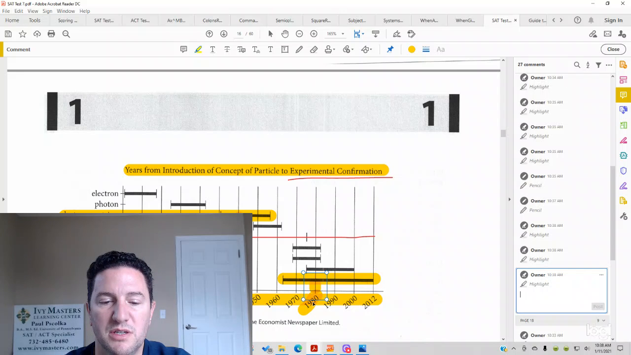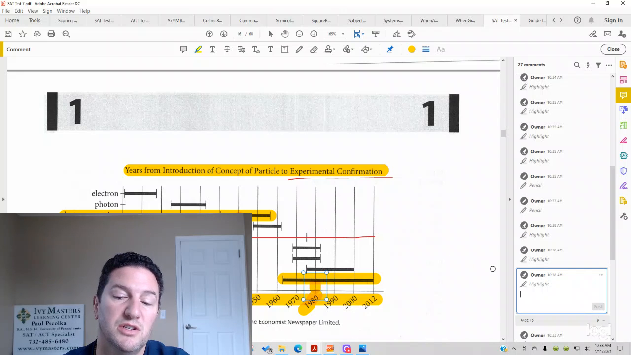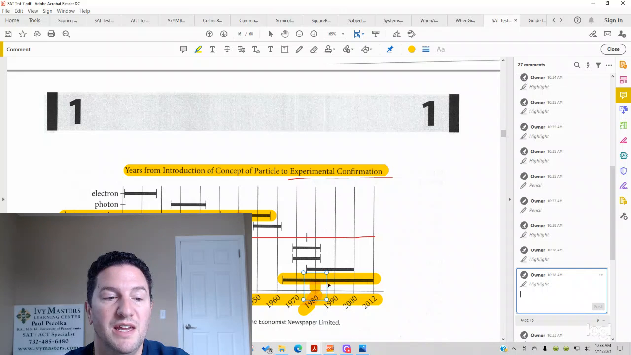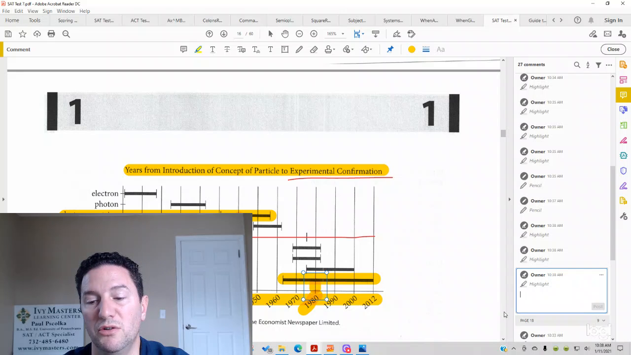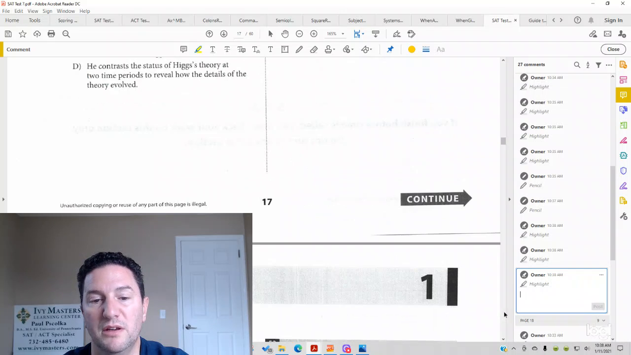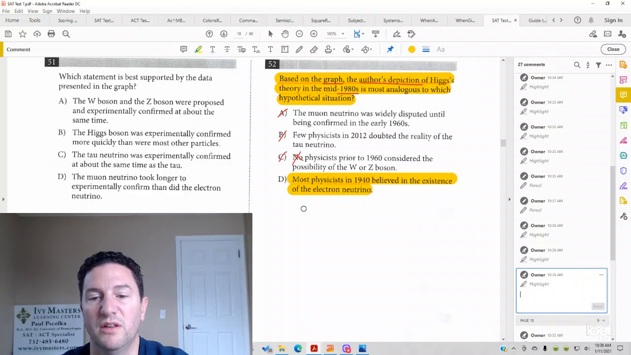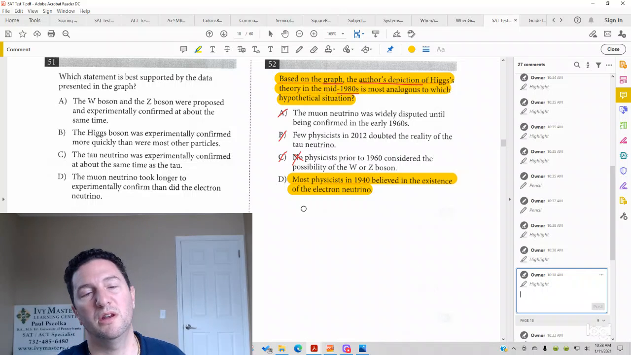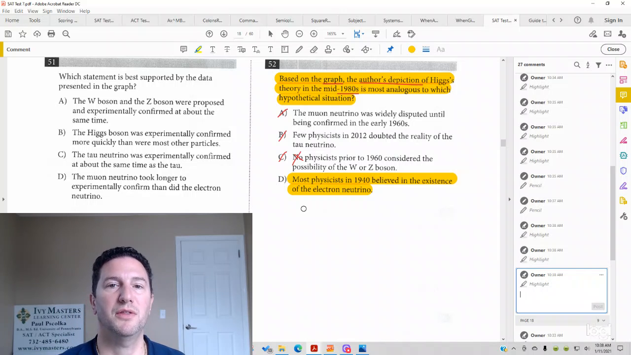Like the passage says, the physics community accepted the Higgs field as of 1980, and answer choice D is saying essentially the physics community by 1940 accepted the electron neutrino, even though it was not yet experimentally confirmed. Most physicists in 1940 believed in the existence of the electron neutrino. That is your answer.